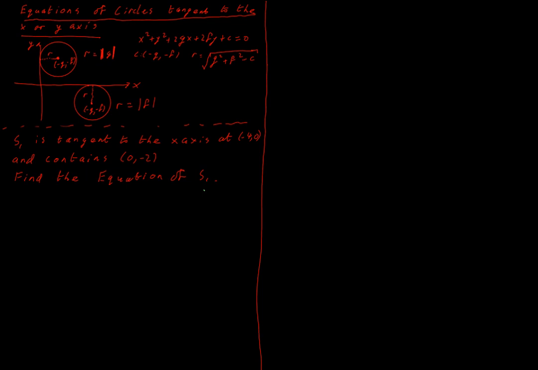And as we're used to at this point, we draw a picture to help us with our intuition. So we know that the tangent to the x-axis is at (-4, 0), and we know that it contains the point (0, -2). So we're on the negative side here, so we're going to start off with our sketch, and we're going to be involving below the x-axis.